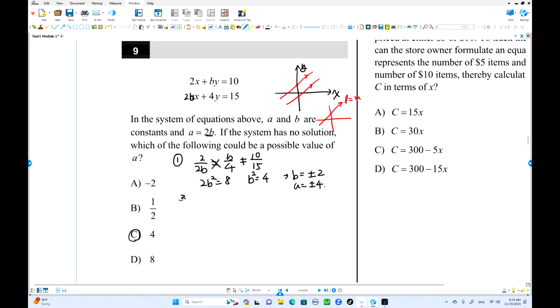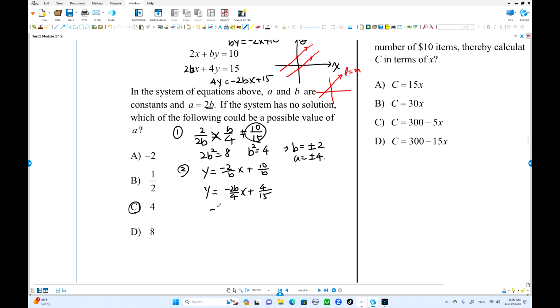Or you can change this to slope-intercept form, right? The first one, by equals negative 2x plus 10. You can divide by b, negative 2 over b x plus 10 over b. Second one is 4y equals negative 2bx plus 15. When you divide by 4, negative 2b over 4 x plus 15 over 4. But you're going to make sure, okay? When you get the numbers over here, they are not equal to this one, okay?